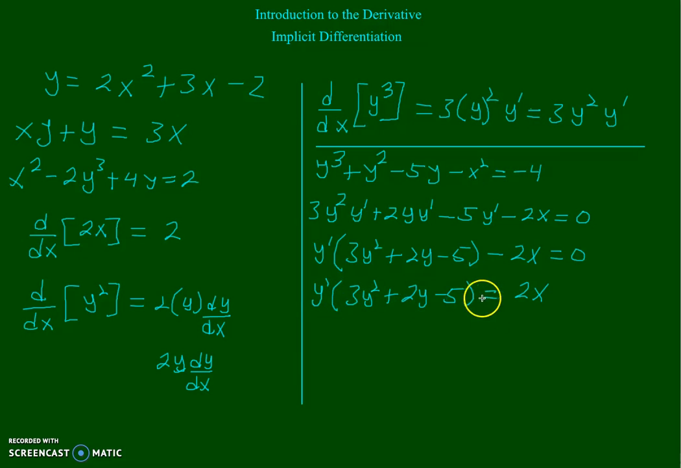And now we're just going to divide by this other term. So y prime equals 2x over 3y squared plus 2y minus 5. And there is our derivative. So let's try another example that I'll write off screen.